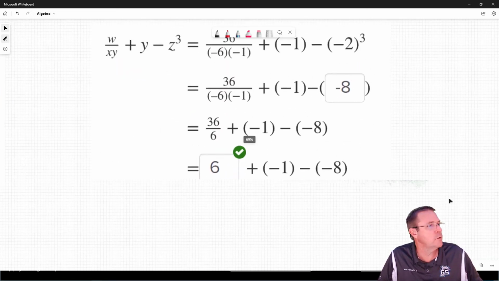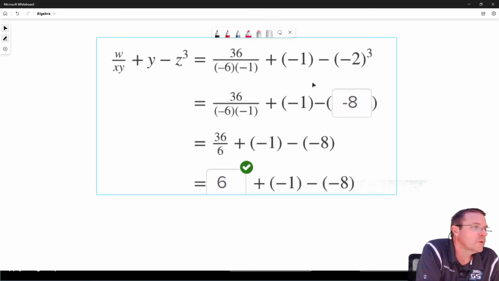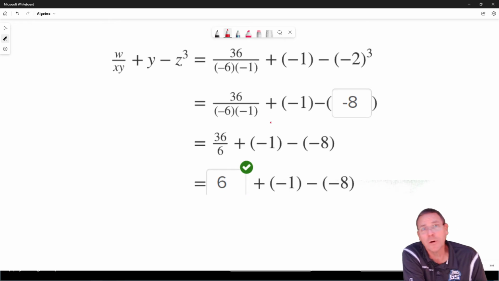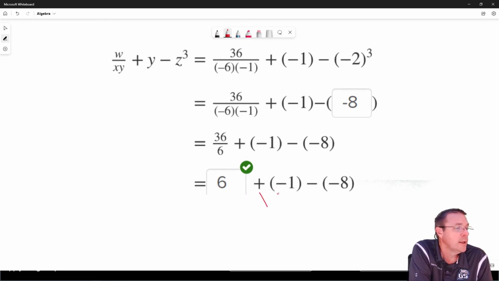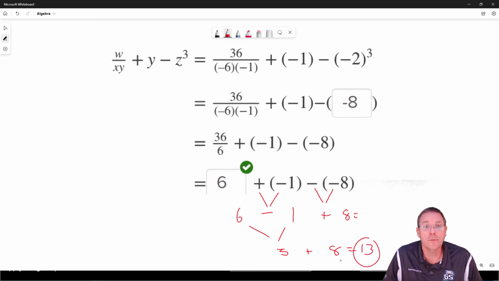And what I'm going to do is start off by making the ugly problem pretty from this point. Like I said, personally, I would have done it higher up. But that's okay. That's become a negative, and those can become a positive. So now I have 6 minus 1 plus 8. 6 minus 1, that's become 5. 5 plus 8, that's going to equal 13. And 13 is going to end up being your final answer for that one.